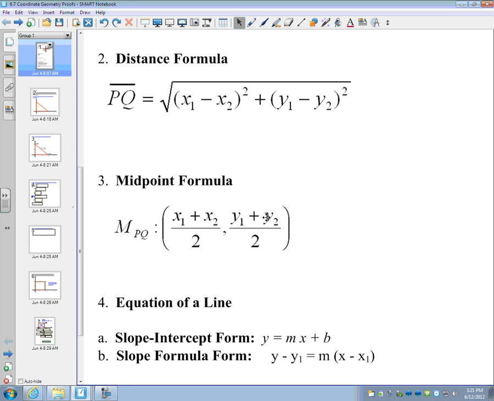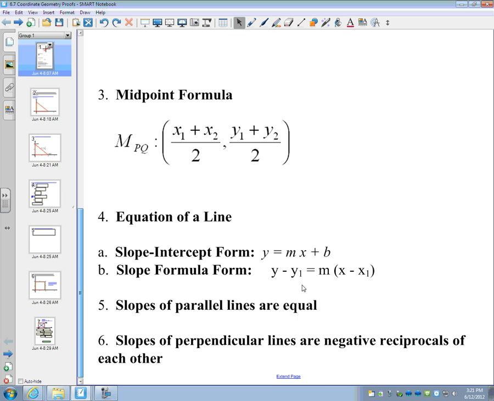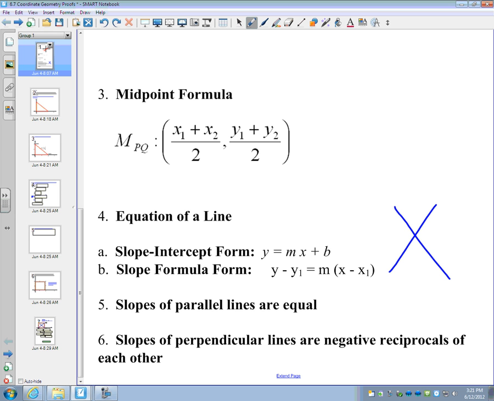The equation of the line in slope-intercept form, in point-slope form, is just another way of writing it. Slopes of parallel lines are equal, and slopes of perpendicular lines are negative reciprocals of each other. So on these two lines, if this slope is equal to -2, this perpendicular line, and I didn't draw it very well, its slope would be the negative reciprocal, which is +1/2. Okay, so let's try a problem here.